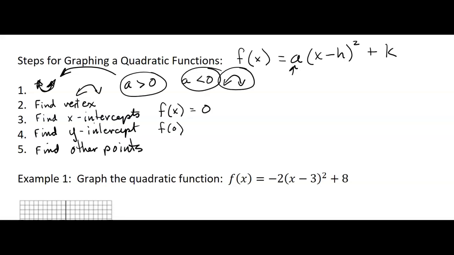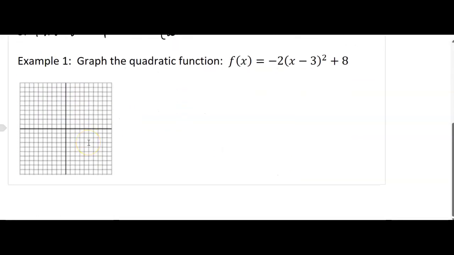So we like to have at least 5 points for these functions. At least 5 points total. That includes the vertex and the x-intercepts. Okay. And remember, if you find a point on the left of the axis of symmetry, then you know one on the right and vice versa. Okay. So let's see what we can do for this one right here.